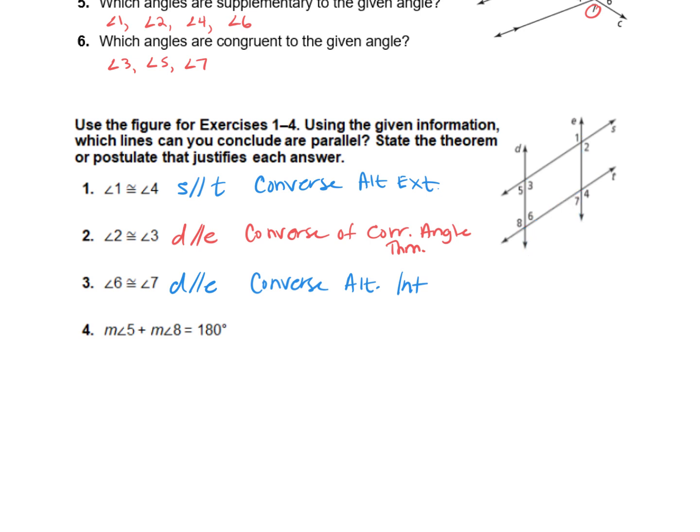And last, we have the measure of angle 5 plus the measure of angle 8 is 180. So let's find angle 5 and angle 8. I'm not going to mark them congruent because they're not congruent, but I'm going to mark them so I know which angles we're looking at. I'm going to draw the line that connects those. That's your transversal, which means these must be our parallel lines. So I think that S is parallel to T.